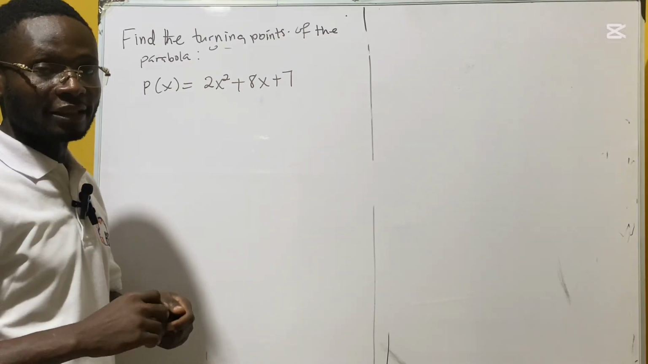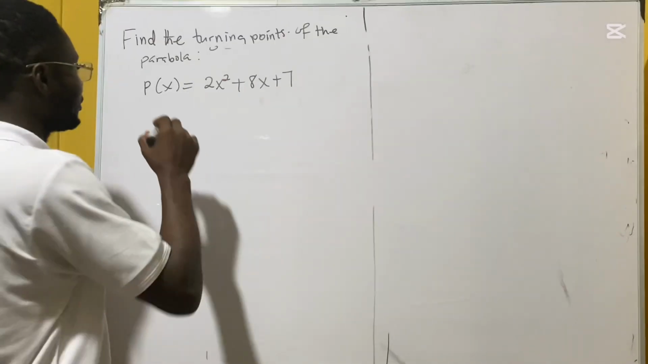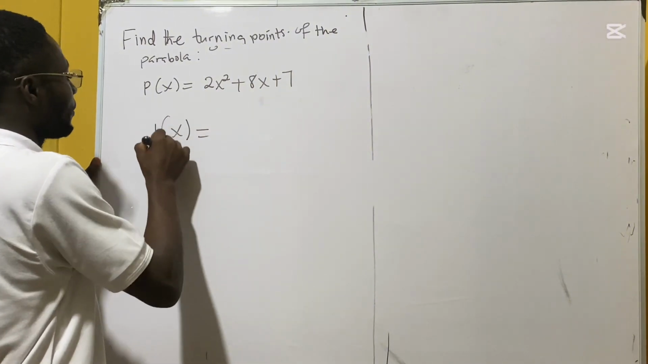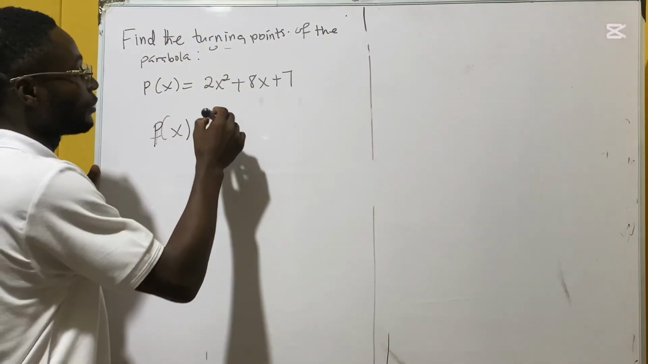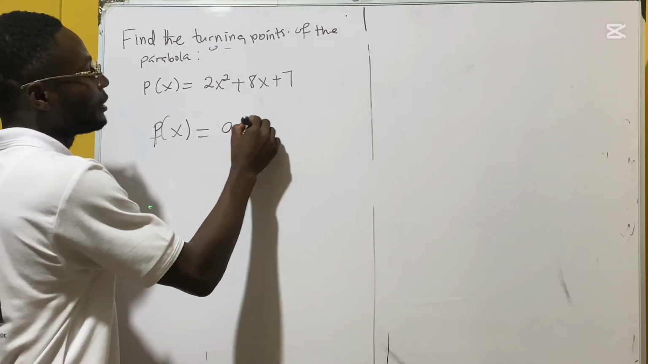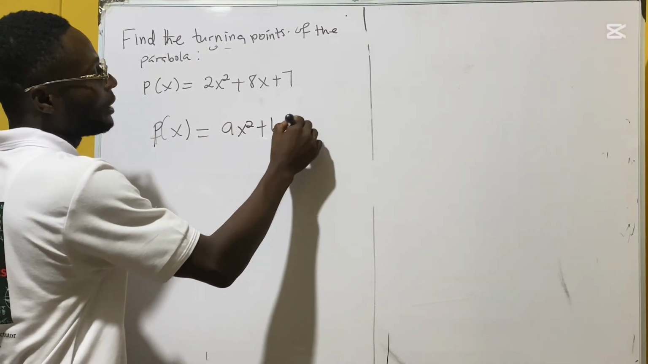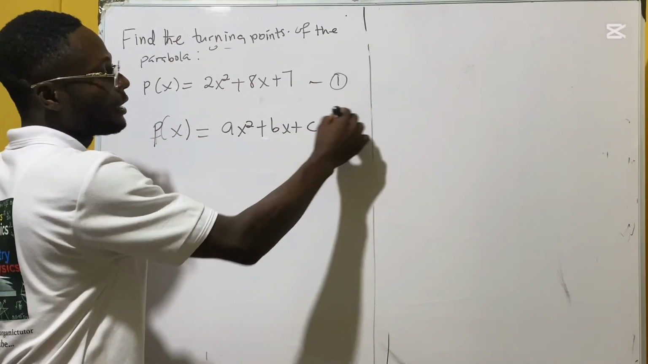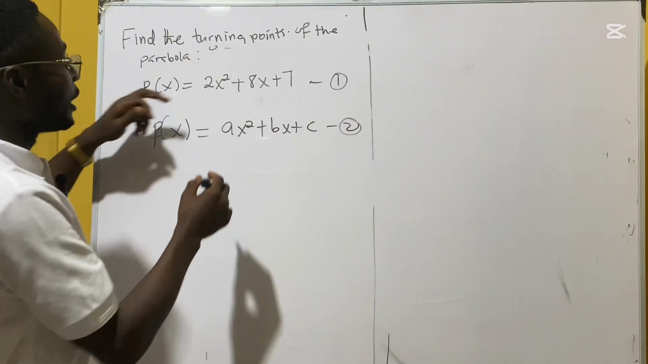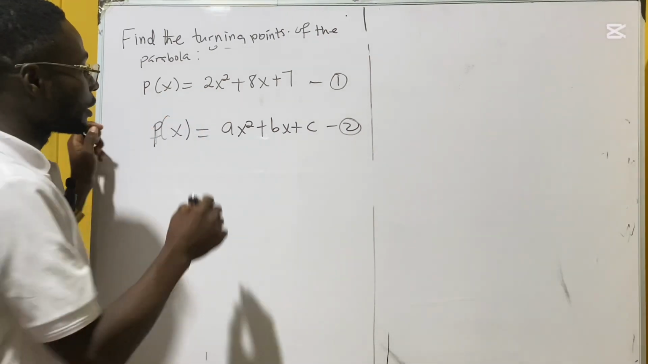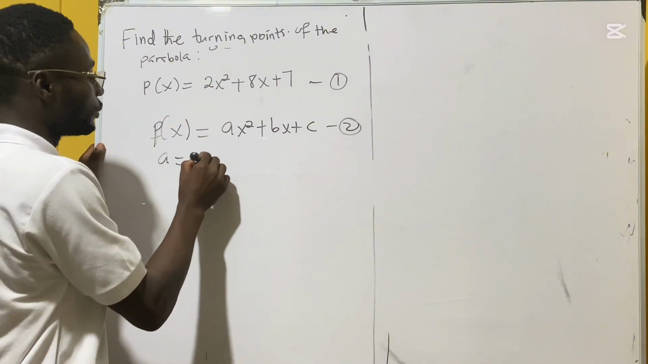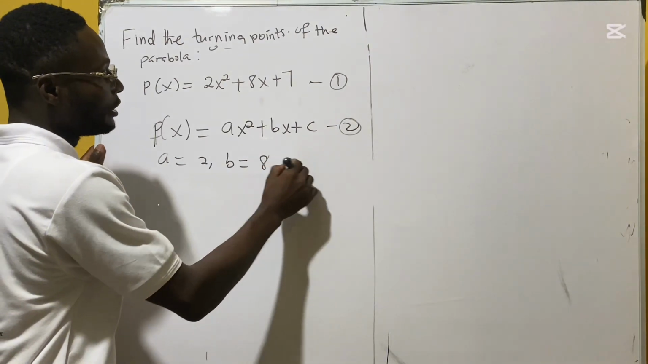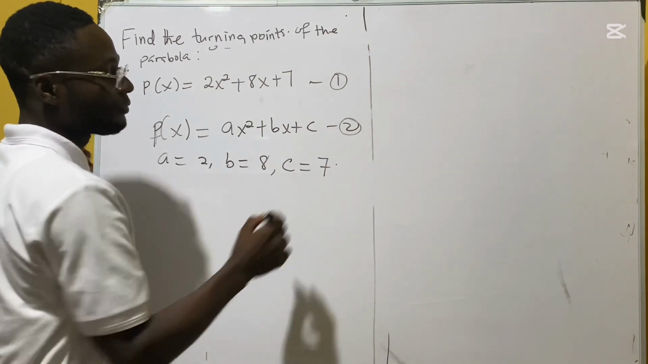Remember your quadratic function, right? So that is p of x, or f of x, equals ax squared plus bx plus c. Okay, so consider this as equation 1 and this as equation 2. So here, comparing 1 and 2, you can see that your a is equal to 2, your b is equal to 8, and your c is equal to 7.